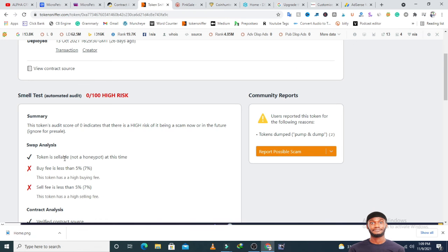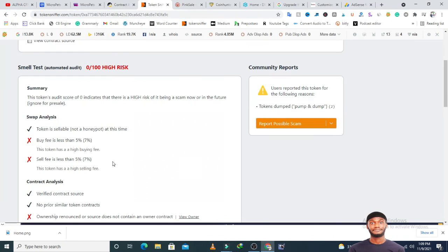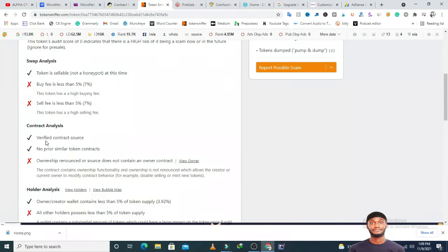Wow, interesting. So let's minus the beautiful site, the glamorous-looking website. This is something you guys have to be careful about. You know, there could be a pump and dump. And they said the token is sellable, it's not a honeypot at this time. The buy fee is less than 5%. It's actually higher than 5%. The sell fee is higher than 5%. There's a verified contract address source, no prior token contract.